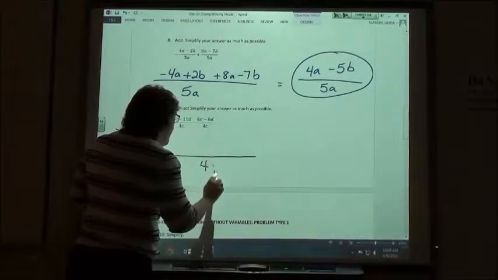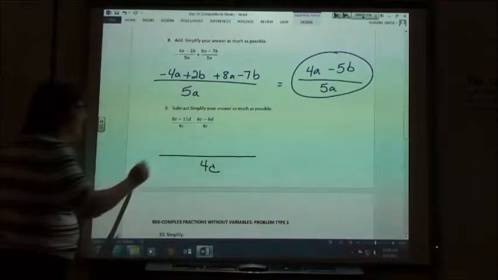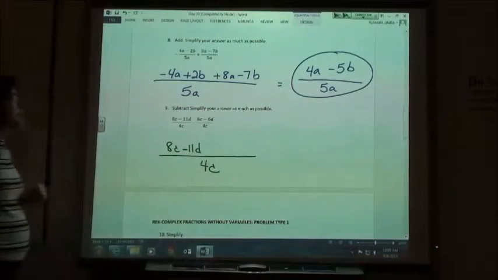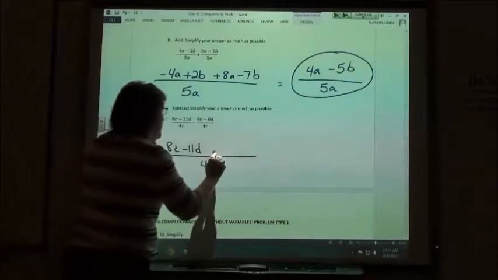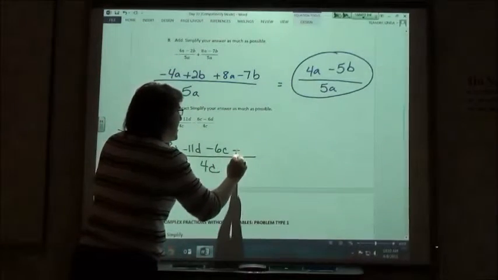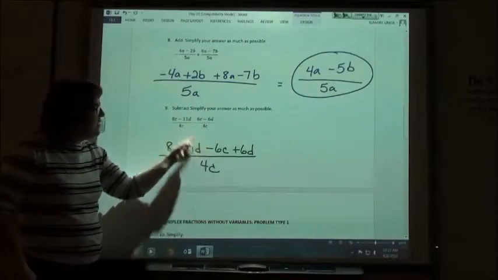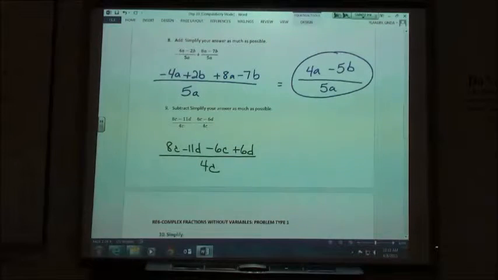So number 9, 4c is my common denominator. The first fraction is not going to change much because there's nothing in front of that. So 8c minus 11d. On the second part, I'm going to get what? Minus 6c plus 6d. Minus 6c and a plus 6d. So a negative with a positive is a negative, and a negative changes to a positive. When you have that minus in front, it just changes my signs.